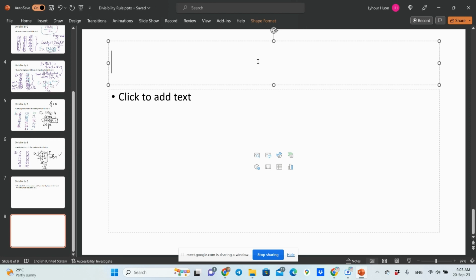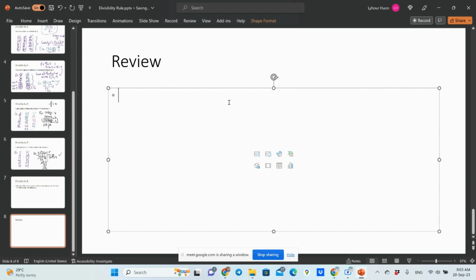Okay. So a little review from yesterday. We have studied about the divisibility rule, right? So what numbers can be divisible by one? Any number is divisible by 1. Any number can be divisible by one.